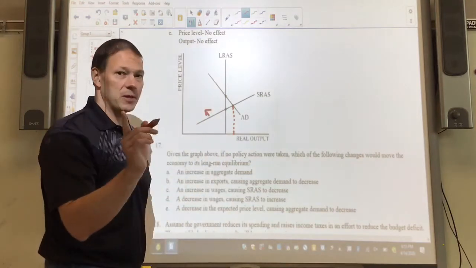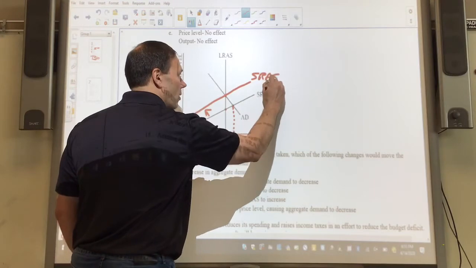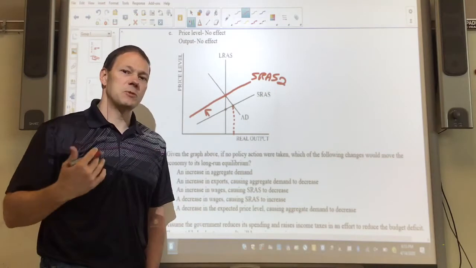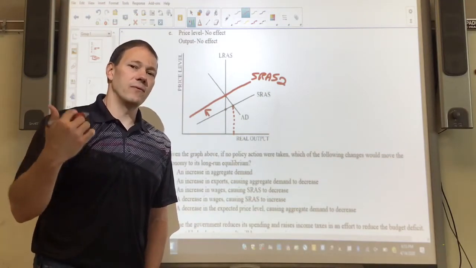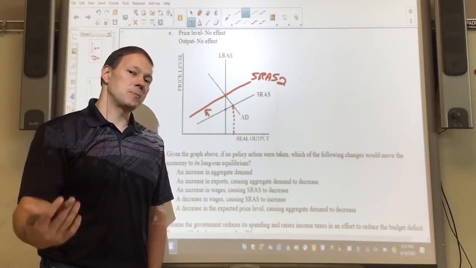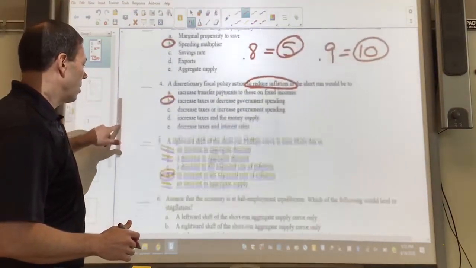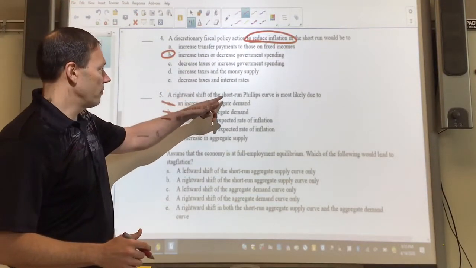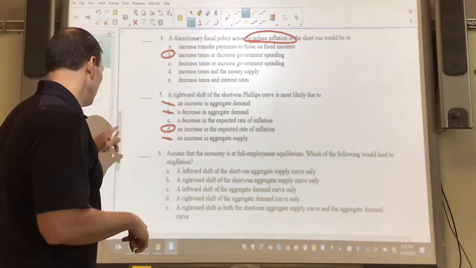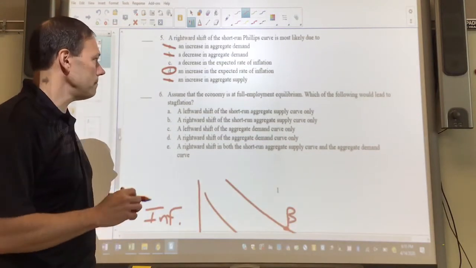shift to the left. Now remember, that's what we were looking for in that answer, right? We're looking for something that would cause the SRAS to shift left. Now, why did it shift left? Because workers start expecting higher wages. If inflationary expectations go up, people start demanding and or expecting higher wages, and that would cause the SRAS to shift to the left, and that would cause what we're looking for, number 5, a rightward shift of the short-run Phillips curve. That question was kind of a booger, but we could have at least eliminated those and then hopefully deduced from there.